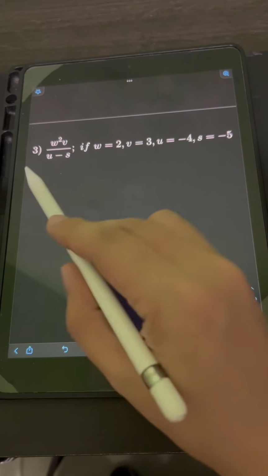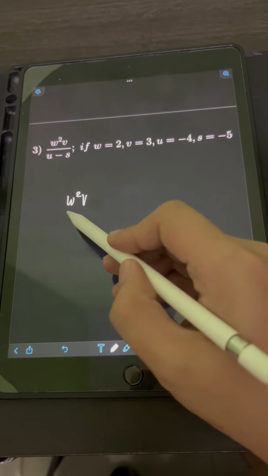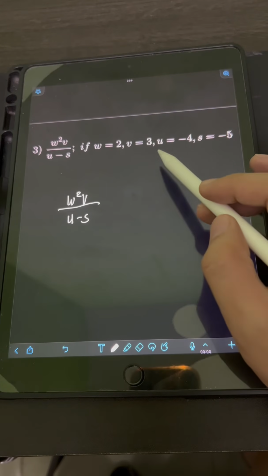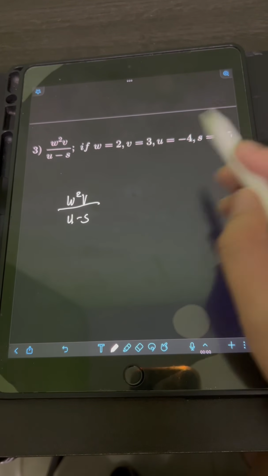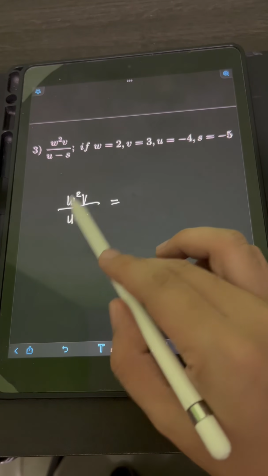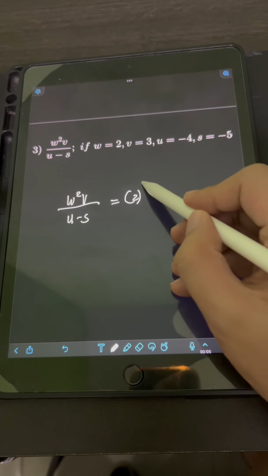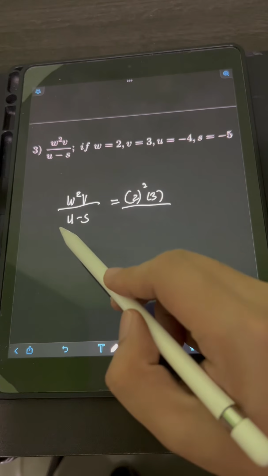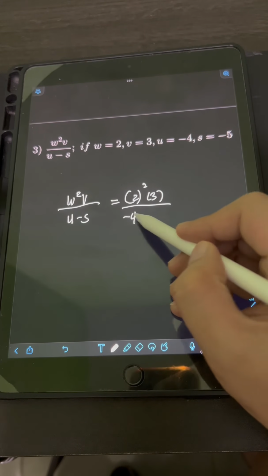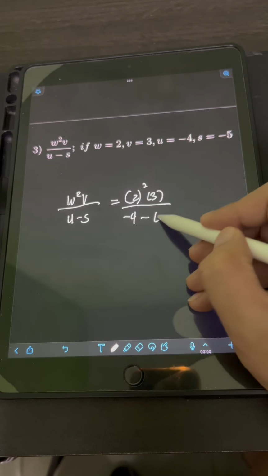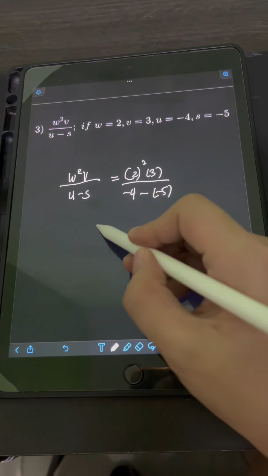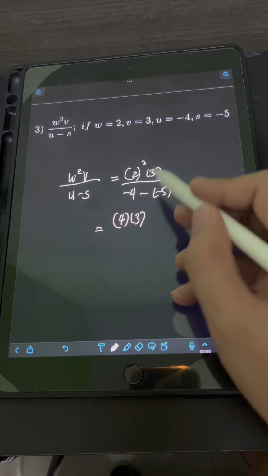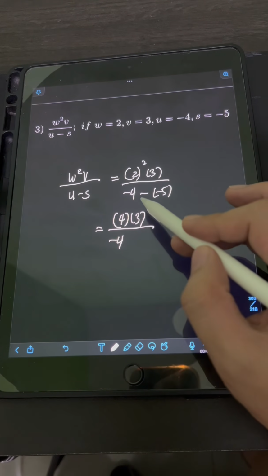For number 3, we have w squared v over u minus s if w is 2, v is 3, u is -4, and s is -5. So substituting the values, we have w squared, so w, we replace it with 2, then squared, v, we replace with 3, over u, we replace with -4, minus s, we replace with -5. So simplifying, we have 2 squared, it means 2 times 2 or 4 times 3, over -4 minus -5.